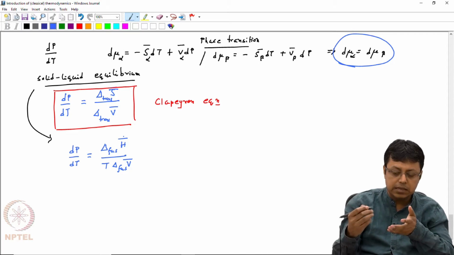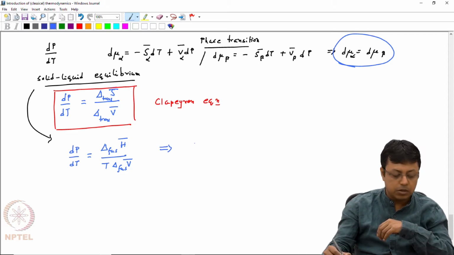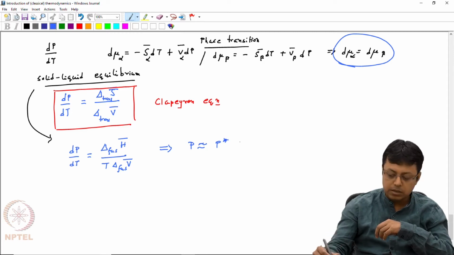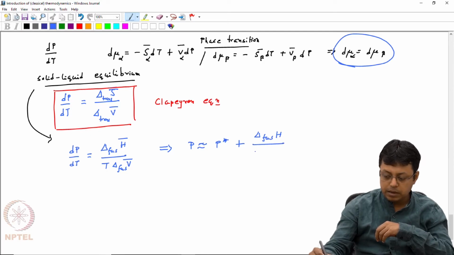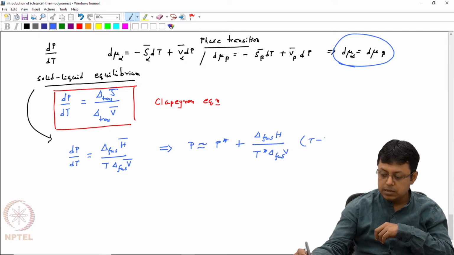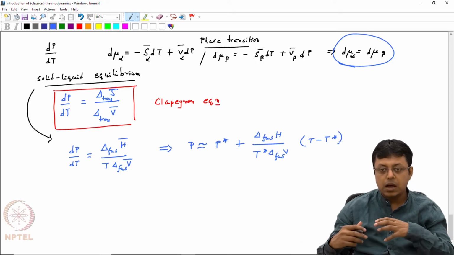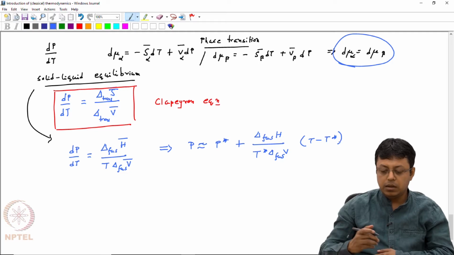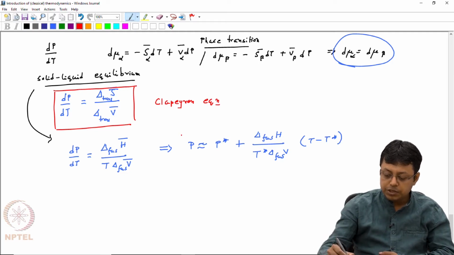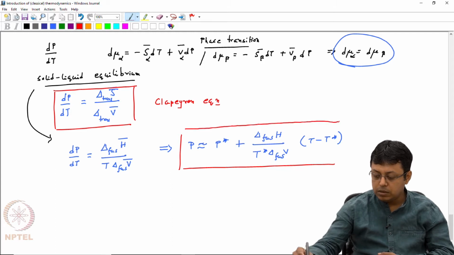Then we can integrate this equation, and after a few approximations you can show that the pressure is approximately equal to some initial pressure, which I am calling P star, plus delta fusion H divided by T star, where T star is the temperature corresponding to pressure P star, times delta fusion V, times T minus T star. That is how the pressure varies with temperature in the integrated form.